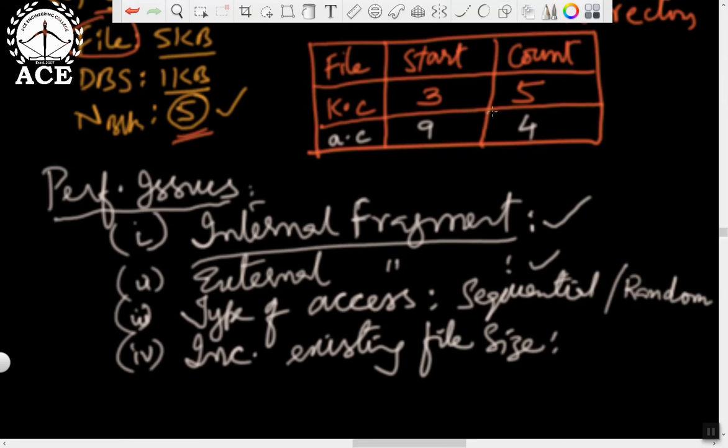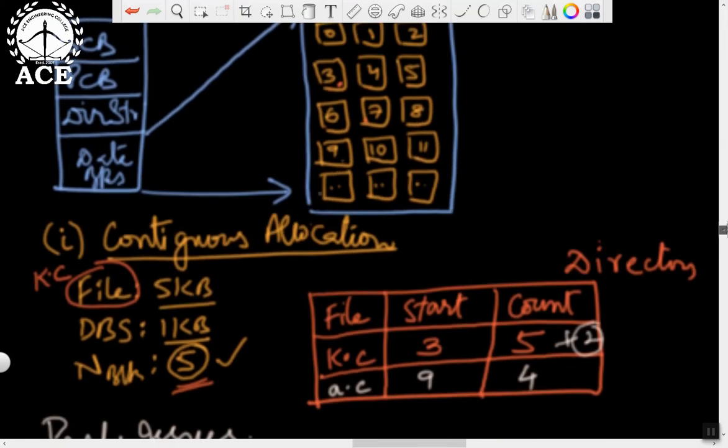Because this file k.c is occupying 5 blocks, from block number 3 to 7. So later if I want to add 2 more blocks to it, those 2 blocks should be contiguous. If they are not contiguous, I cannot add them. I hope you are getting my point. So what I am trying to say, if you look at the diagram, you can understand.